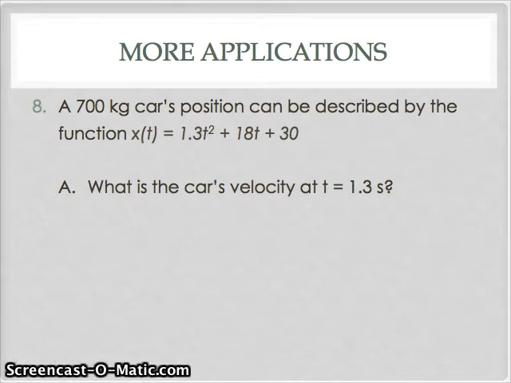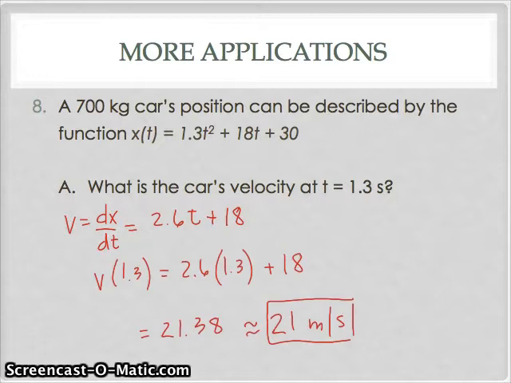Finding the car's velocity, we would take the first derivative, dx/dt, and just follow our rules for exponent times coefficient and lowering the exponent by 1, and then plug in our value of time to find that this car travels at 21.38 meters per second, about 21 meters per second.